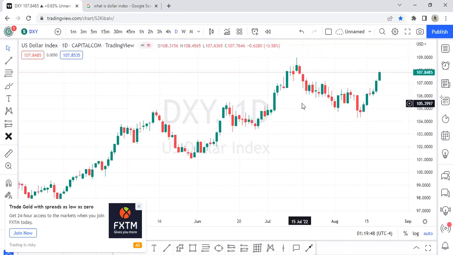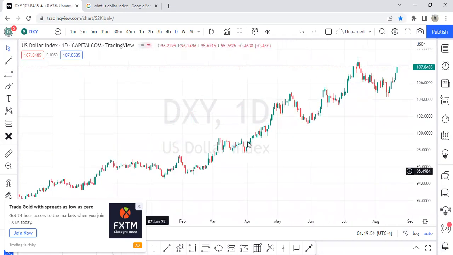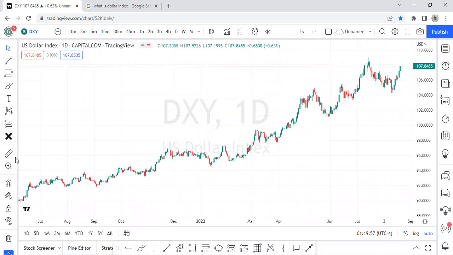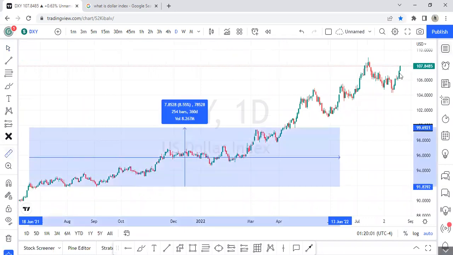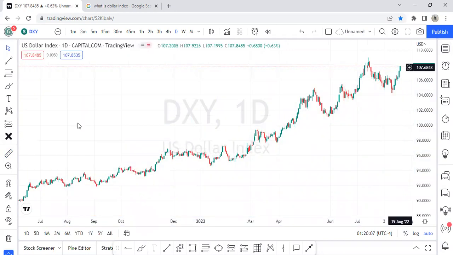So this is the dollar index, right? So you can see that the dollar index has been doing what? Has been trading bullish for quite a number of weeks or days or months. I don't know. Let's just measure it and see how long it has been trading. So this has been about 427 days. And so I've had a bullish dollar for 427 days.